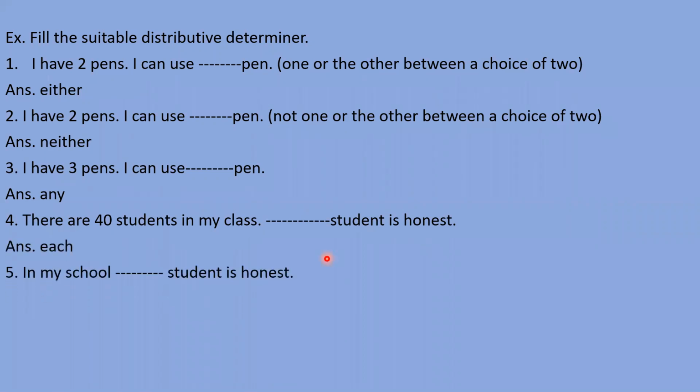Next sentence: in my school, each student is honest, or every student is honest. Sanchi, you please tell me. In my school... Yes, Sanchi, again, please tell me. In my school, every student is honest, because we are talking about each and every student, but we don't have a number. That is not a definite number. So here we have to use every. In my school, every student is honest, right? Good, right answer.